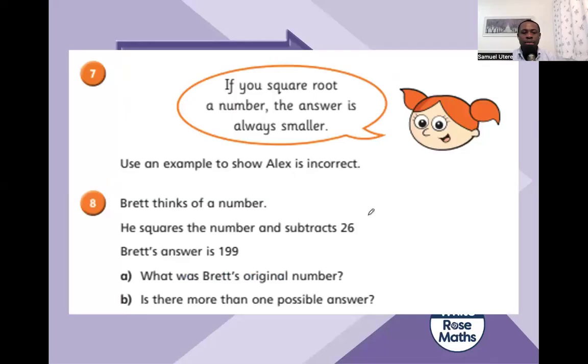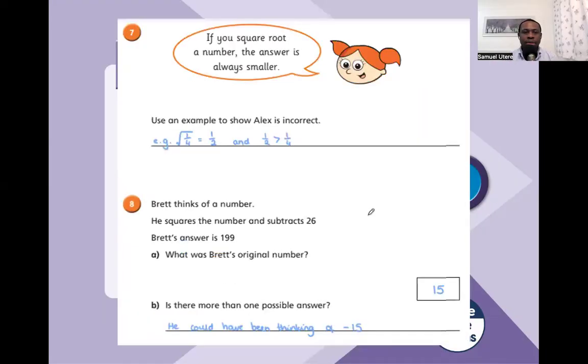Pause the video and answer questions 7 and 8 in 3 minutes. Assuming you've paused the video and you've answered questions 7 and 8, here are the answers. So here, she says, if you square root a number, the answer is always smaller. Well, we can use an example to prove that she's incorrect because when we square root 1 over 4, we have a half. But a half is bigger than a quarter. So that conjecture is not right. So that's why it's good to test conjectures before you reach conclusions.